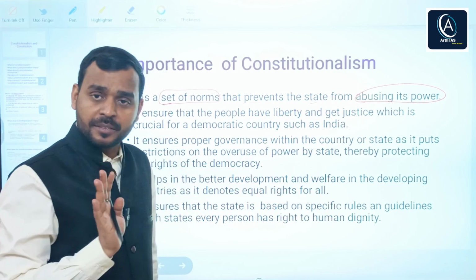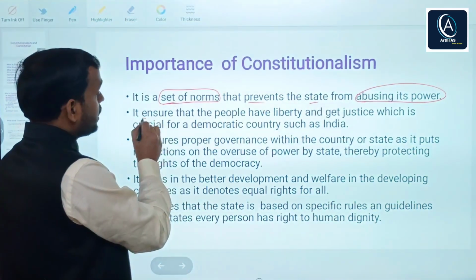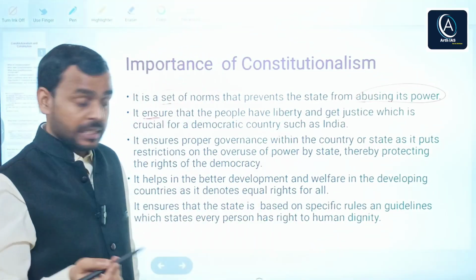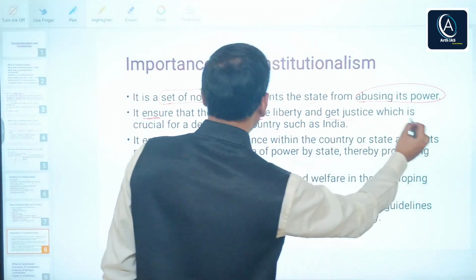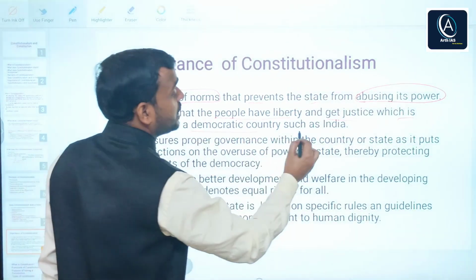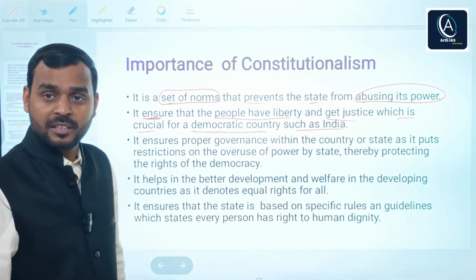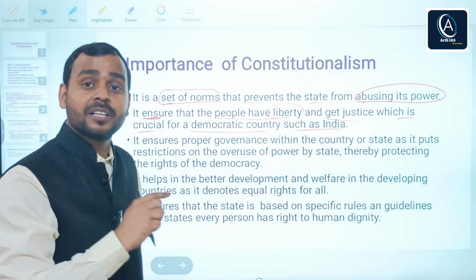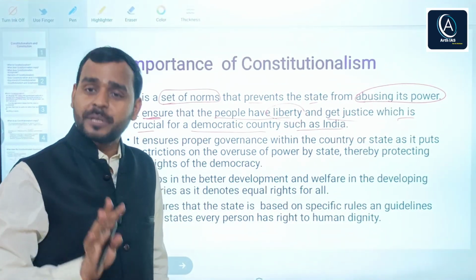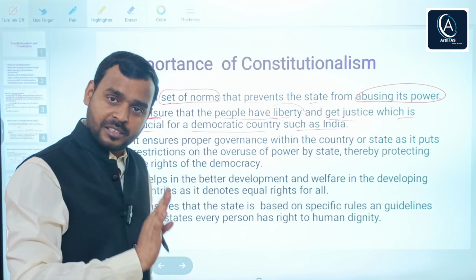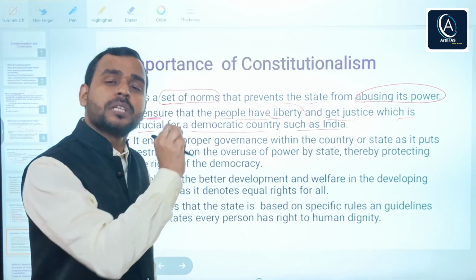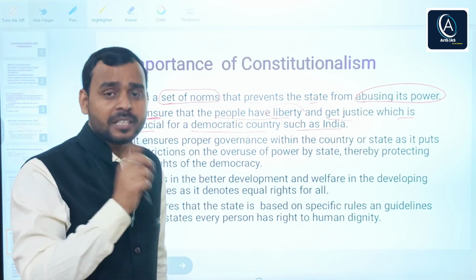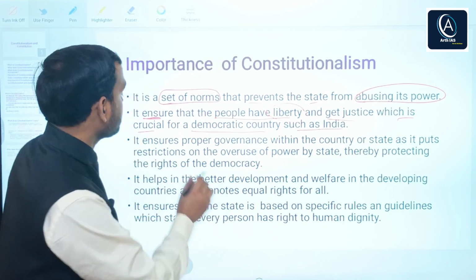That is the fundamental law of land. Again, constitutionalism ensures that the people have liberty and get justice, which is crucial for a democratic country such as India. For example, Article 21 says right to life and personal liberty. Quite clear. There is a slight difference between liberty and freedom. We will discuss this when we discuss the fundamental rights topic.